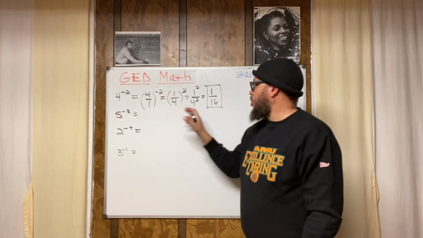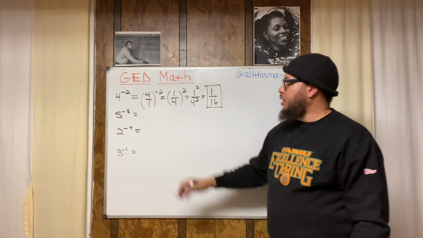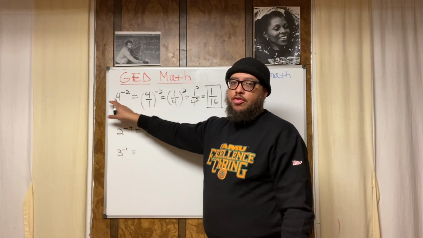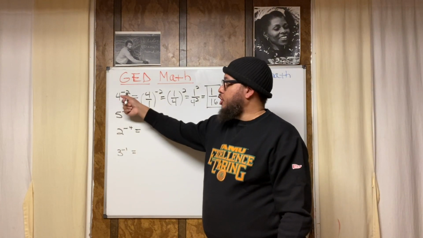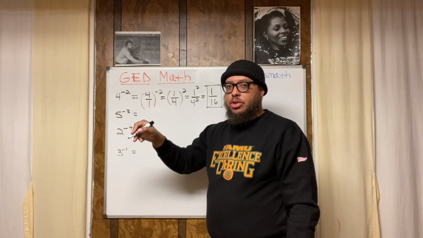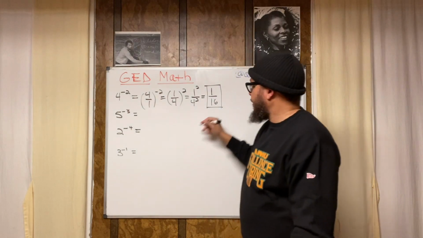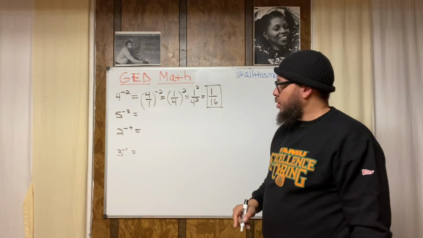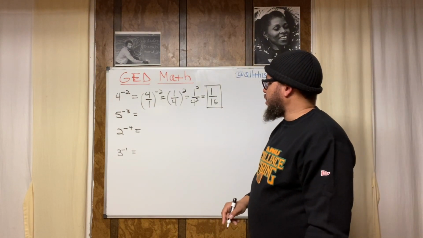4 to the -2 is equal to 1/16. So basically what you do is take the reciprocal of 4, you get 1/4. Now the exponent is a positive 2. You do 1 squared and 4 squared, giving you 1/16. All right, so you got 1/16.